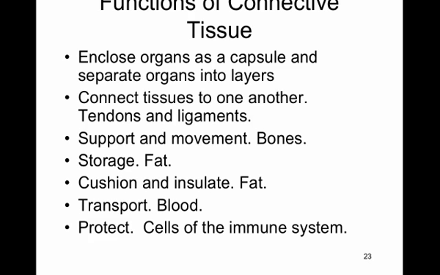Another function is support and movement. It's your bones. And storage for fat, and not just storage of lipids, but also for fat-soluble vitamins. So they store the vitamins, and then you use it as you need it. Cushion and insulation and transport. Blood transports a lot of dissolved gases and also other nutrients. And then also protection. White blood cells are part of your immune system, and they are connective tissue.